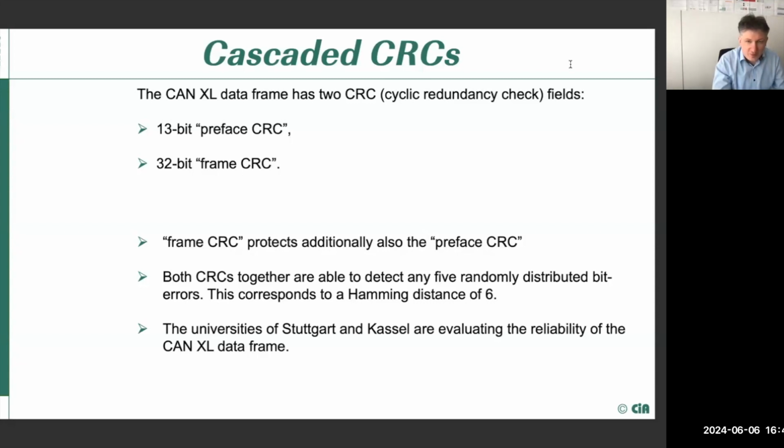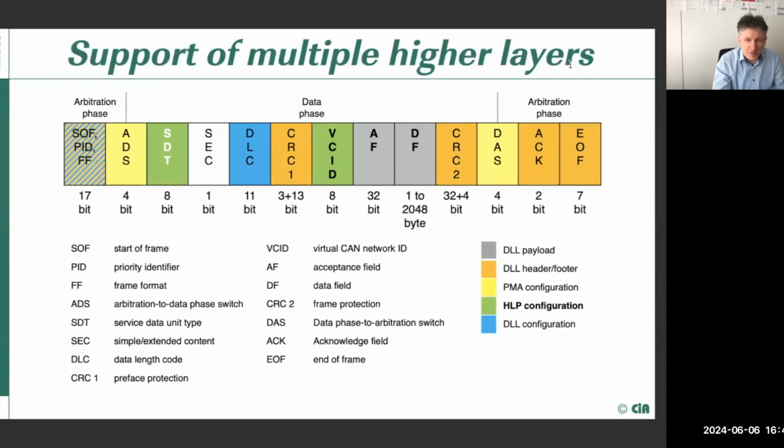As I said before, both CRCs working together allow to detect every 5 randomly distributed errors across the frame. So reaching effectively Hamming distance 6 instead of 4, which was available, but still it is a big leap considering the large size of the payload.